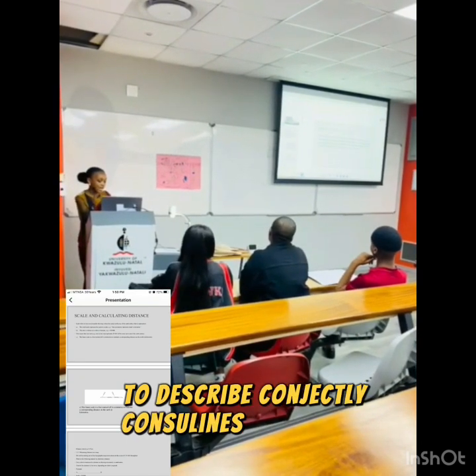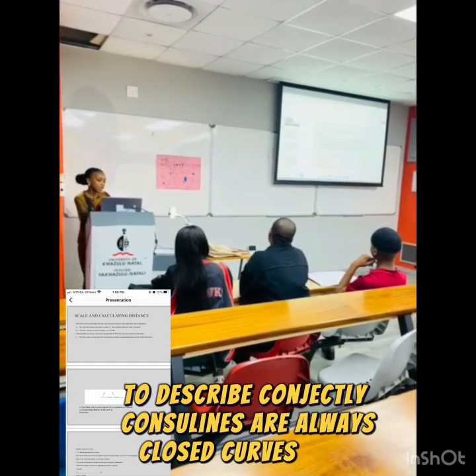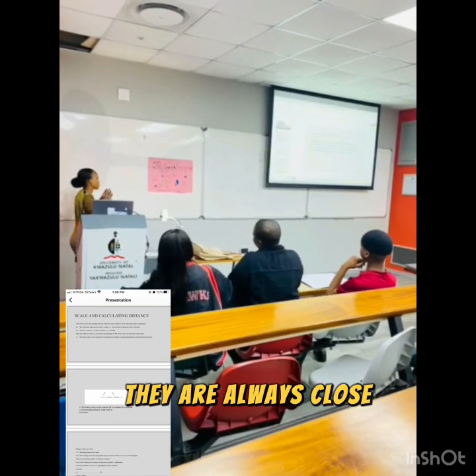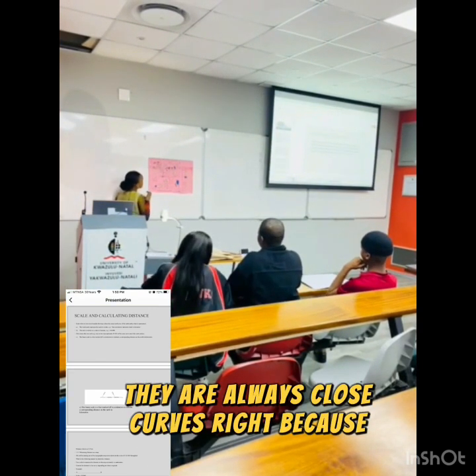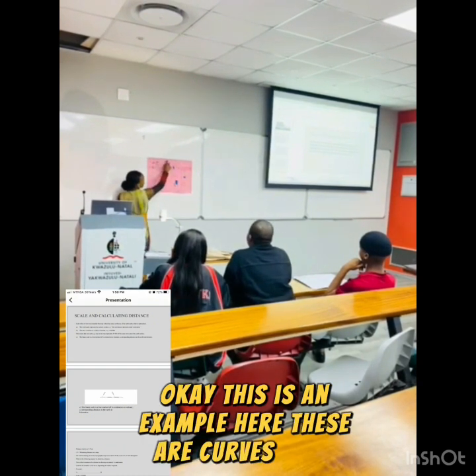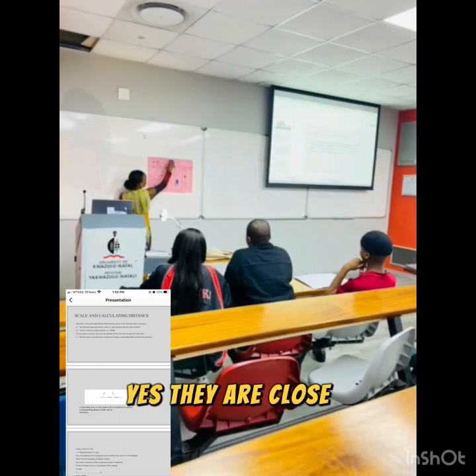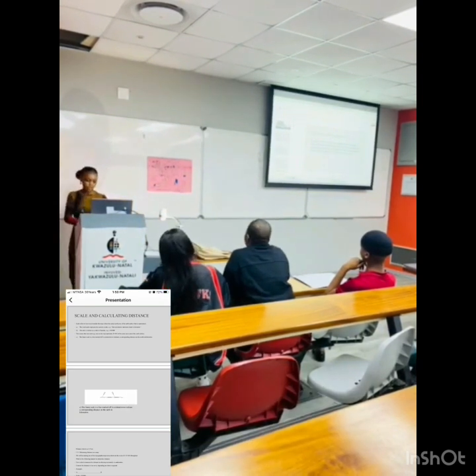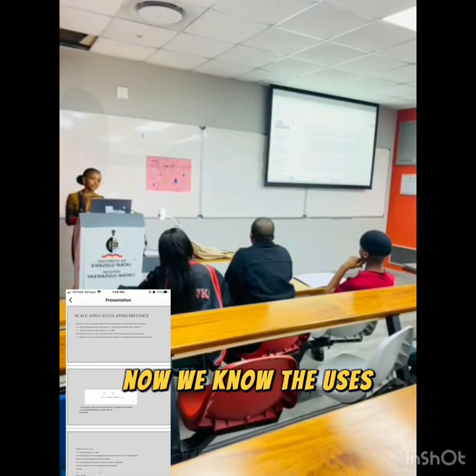Conversely, contour lines are always closed curves, right? Yes. They are always closed curves, because sometimes in a map, this is an example here. These are curves, right? Yes. They are close to each other, right? Yes. Okay. Now we know the uses of the contour lines.